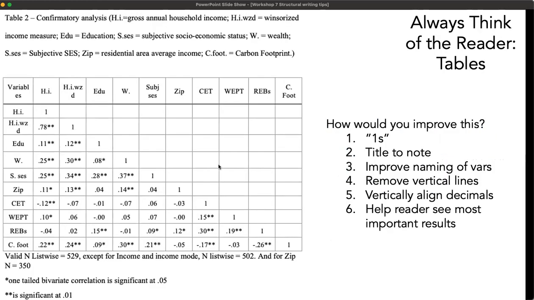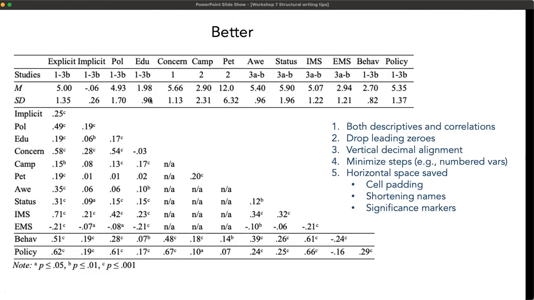And let me see. Oh, they did drop the zeros in this. Okay, yeah. And drop leading zeros. You don't need 0 point for a correlation because it can't exceed one. Same with significance. And less ink is better, according to me. Okay.